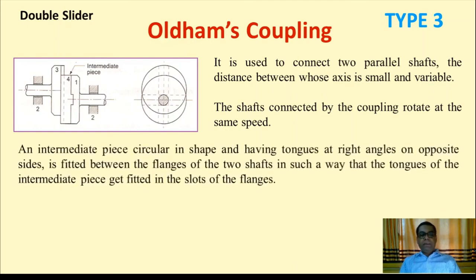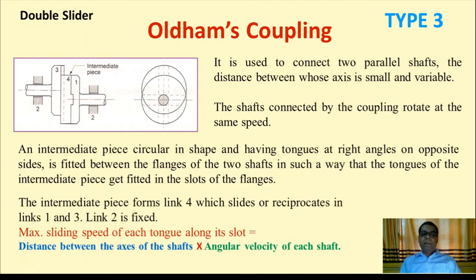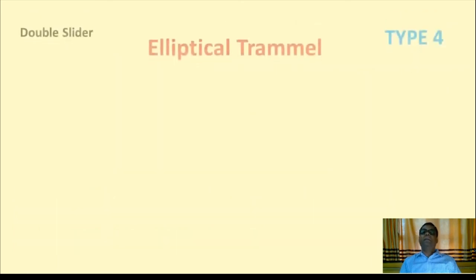An intermediate piece of circular shape, having tongues at right angles on opposite sides, is fitted between the flanges of the two shafts in such a way that the tongues of the intermediate piece get fitted in the slots of the flange. The intermediate piece forms link 4, which slides or reciprocates in links 1 and 3, whereas link 2 is fixed. The maximum sliding speed of each tongue along the slot is equal to the distance between the axes of the shafts multiplied by the angular velocity of each shaft.